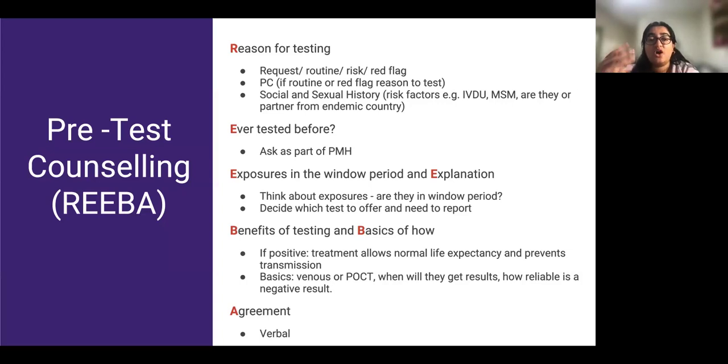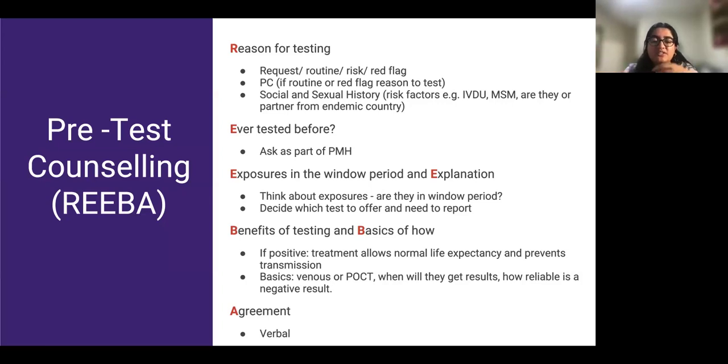Then you'd want to ask if they've ever been tested for it before. You could ask this as part of their past medical history when you're doing a sexual history, or you could leave it up to this point. And then you'd want to talk about the exposures in the particular window period, so that they could have contracted HIV. So you want to ask in depth about the sexual exposures they could have had, or the needle sharing exposures that they've had. And that section should really help you confirm that you want to do the test for HIV.